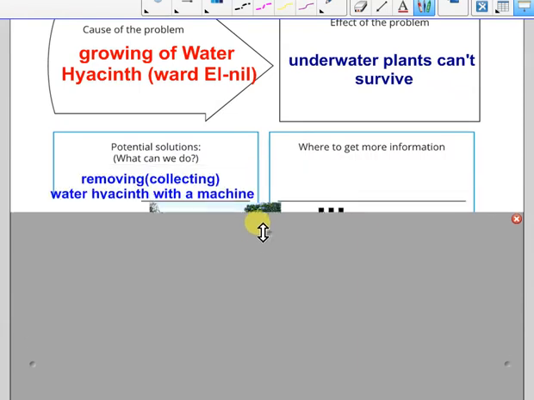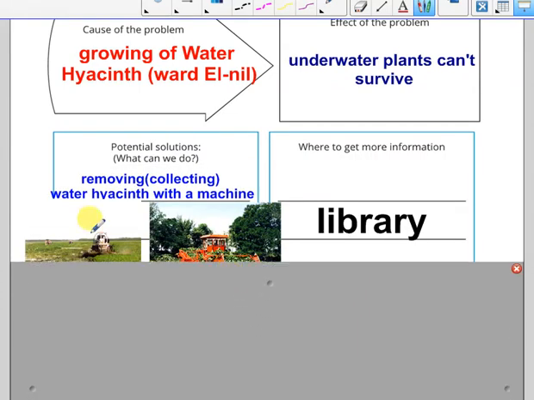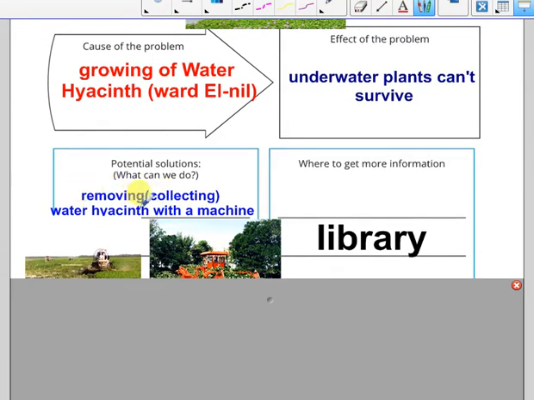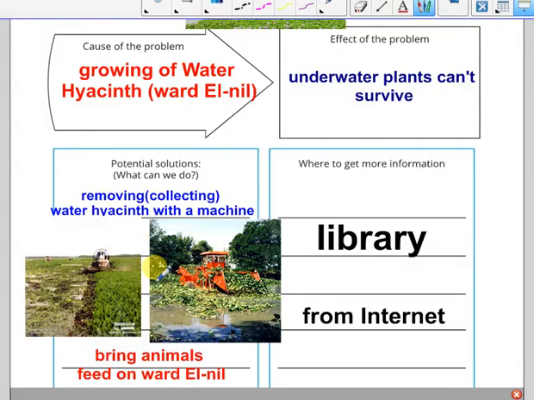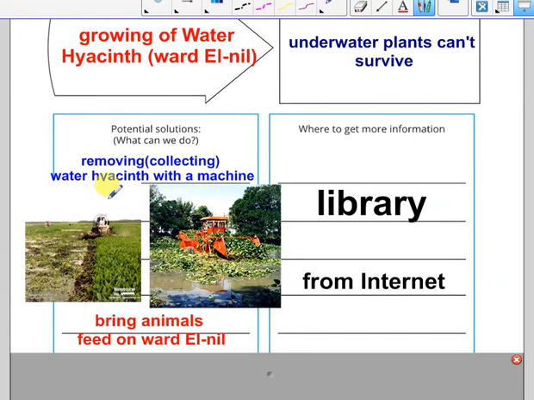How? The potential solution, what can we do? We can remove or collect water hyacinths with a machine, like this machine. This machine removes water hyacinths from the water. We can also bring an animal that feeds on the Nile plant, like a cane toad that eats plants. We can bring another animal to eat the Nile.